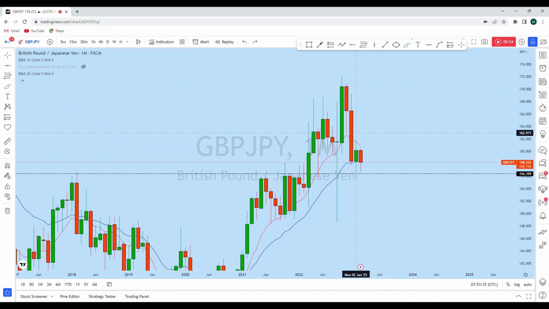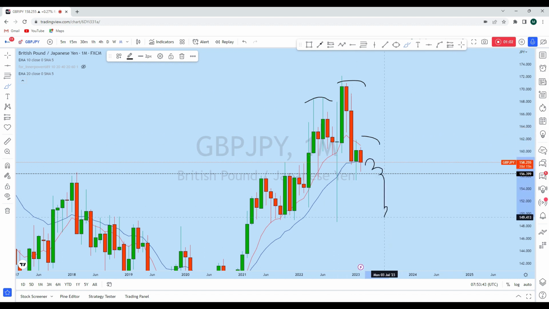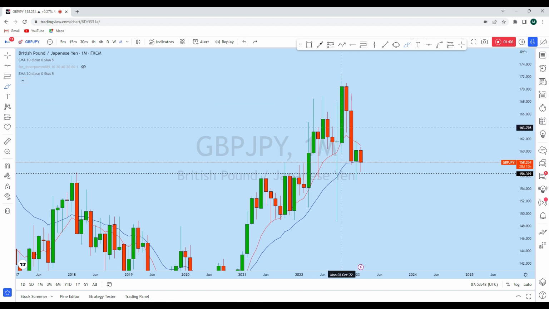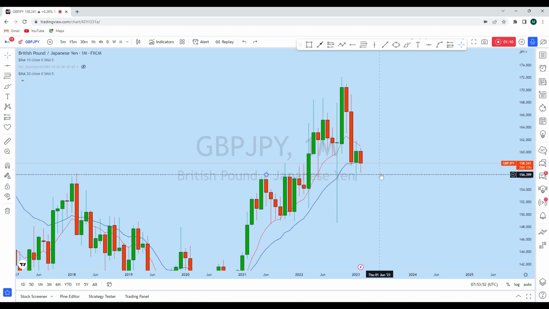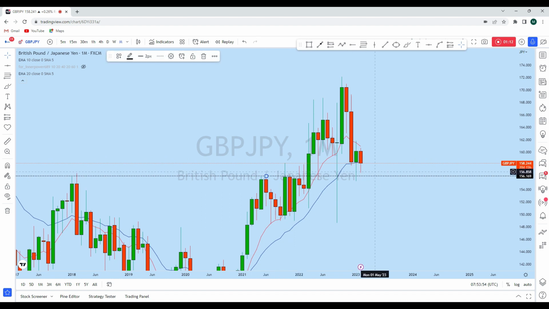With this narrower candle, we see that GBP JPY is in fact forming a typical head and shoulders pattern, signaling a potential reversal, and we could see a deeper drop on the monthly perspective, at least to this previous support zone, which is previous resistance zone here, turning support on the monthly.